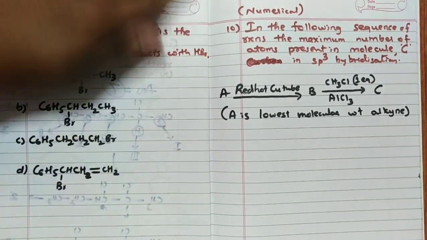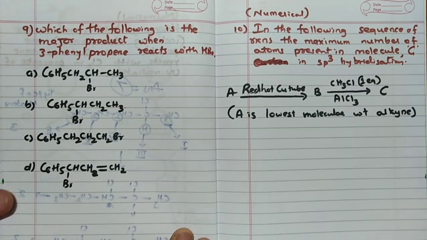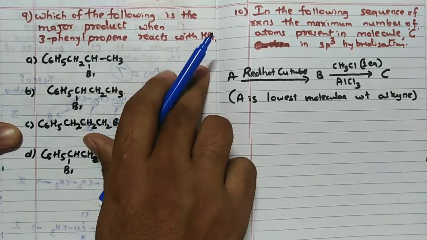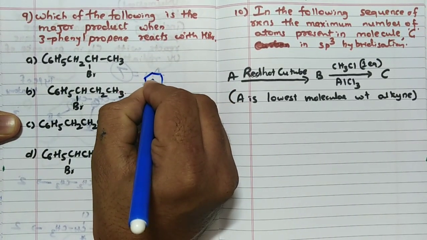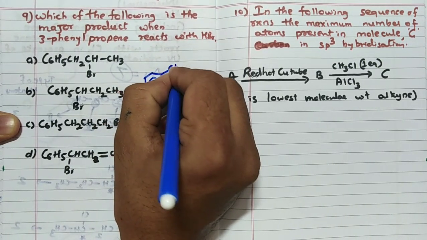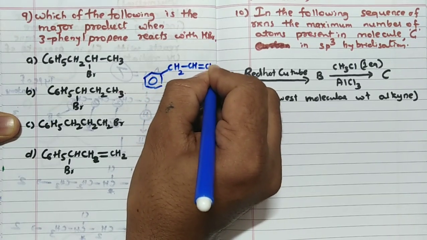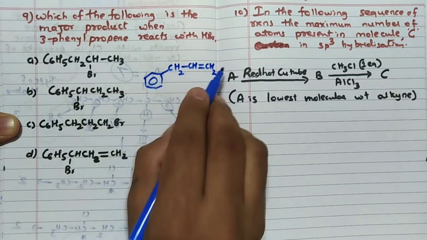Then the 9th one. Which of the following is a major product when 3-phenylpropene reacts with HBr? Put in Markovnikov's rule. What does 3-phenylpropene look like? I will draw it like this: CH2, CH double bond CH2, positions 1, 2, 3, 3-phenylpropene.